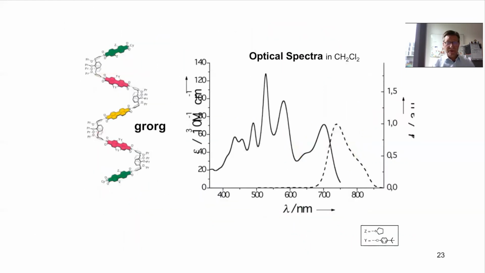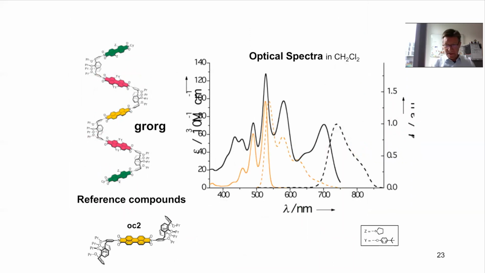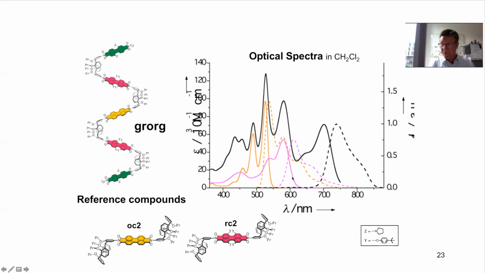It also shows you very nicely the way that the overlap integral can be determined or visualized. So here we have a particular molecule, the GRORG. So it is green, red, orange, red, green. It contains 3 different chromophores with the orange in the center. And this is the absorption spectrum of the whole system. So here we see the absorption and emission. This is the emission of the orange chromophore, of the perylene orange. This is the absorption and the emission of the perylene red. So you can already see that the emission of the orange chromophore and the absorption of the red chromophore have a good overlap.